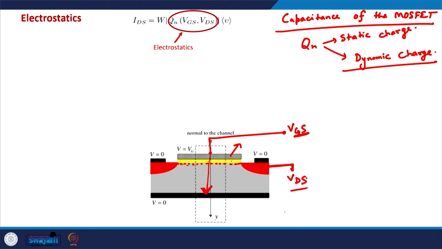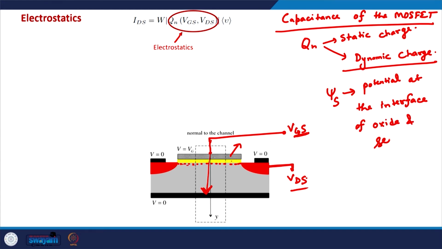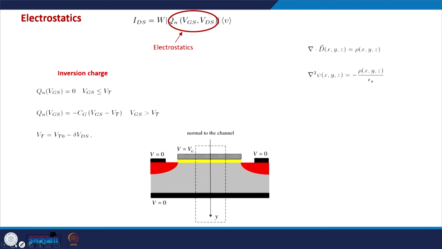Apart from this, there is one more important topic that generally we focus upon, and that is the quantity known as psi s, and psi s is the potential at the interface of oxide and semiconductor. So, let me remove this and show you this entire picture.